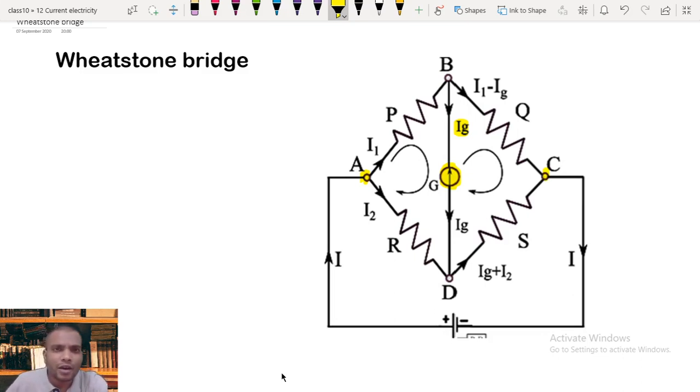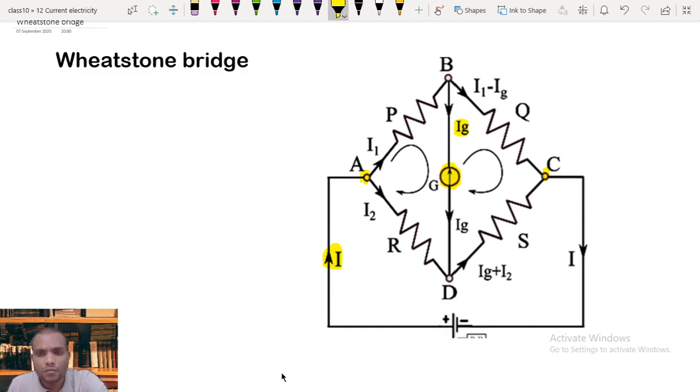Now let's see how the current is dividing. If I is the current passing from the potential source to end A, at A this current I divides: from A to B it is I1, and from A to D it is I2. A is a junction, so we apply Kirchhoff's current rule. At the junction the current divides, so from A to B arm I1 is flowing, and in the A to D arm I2 is flowing.